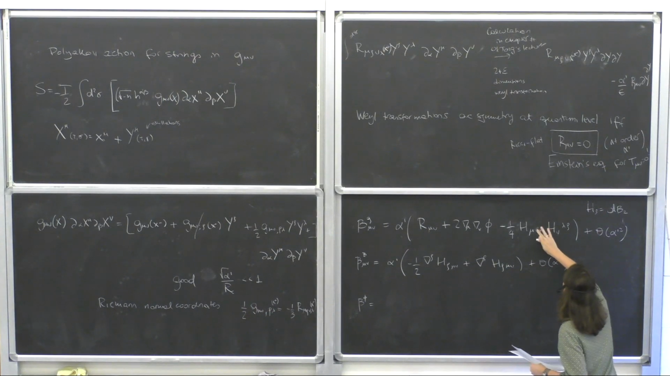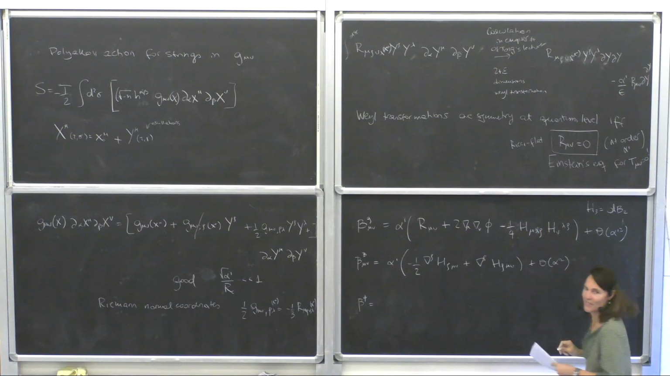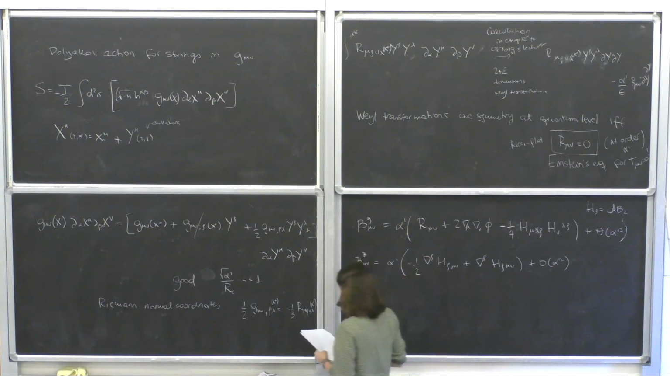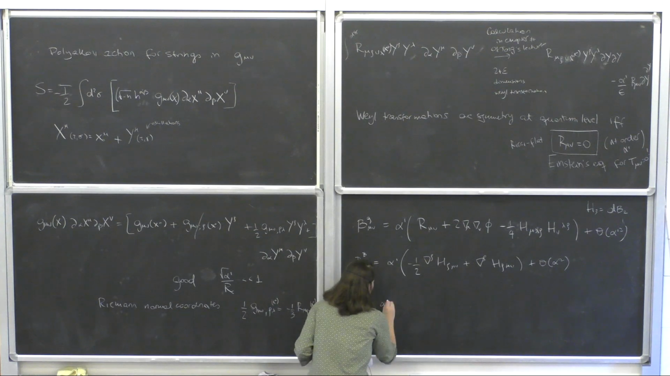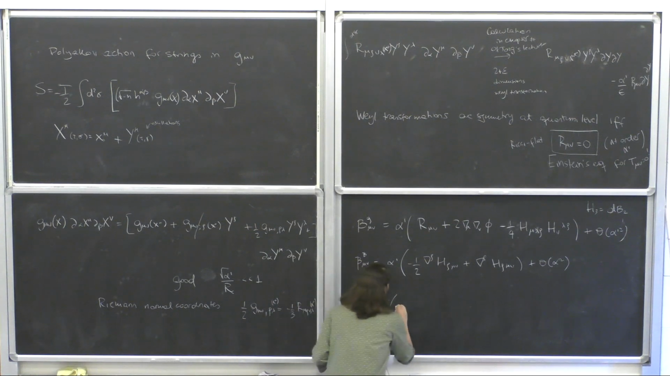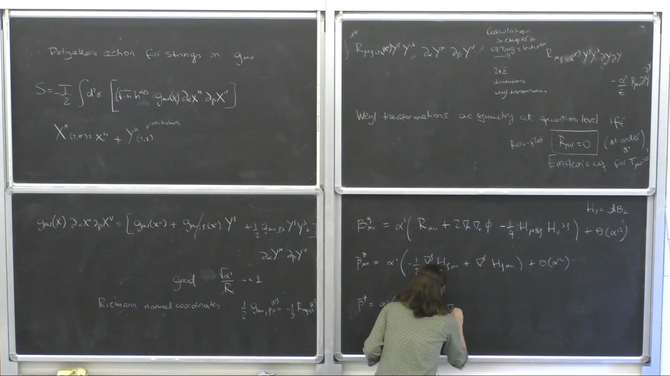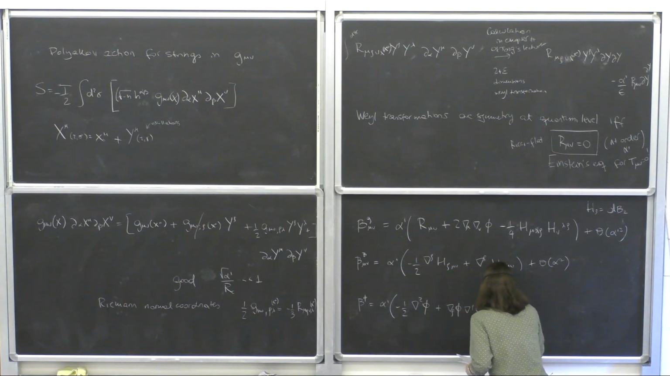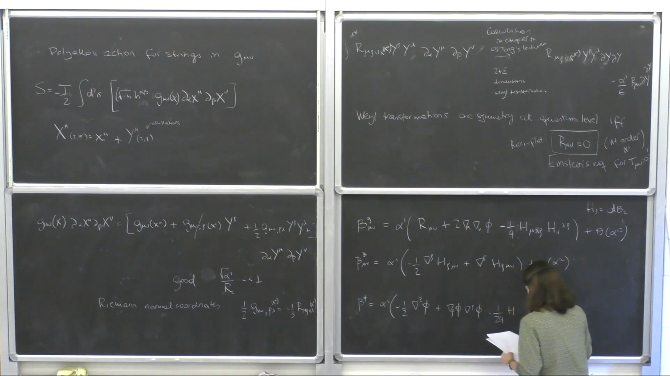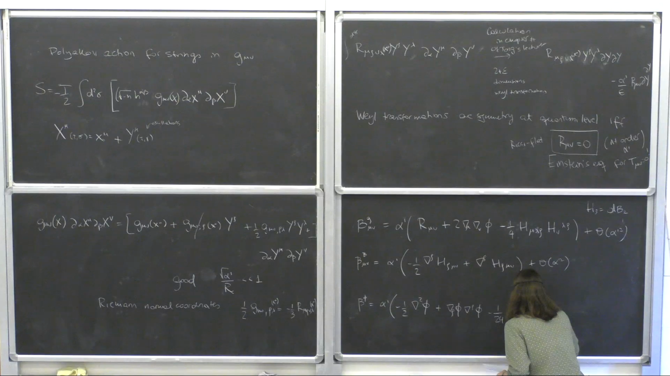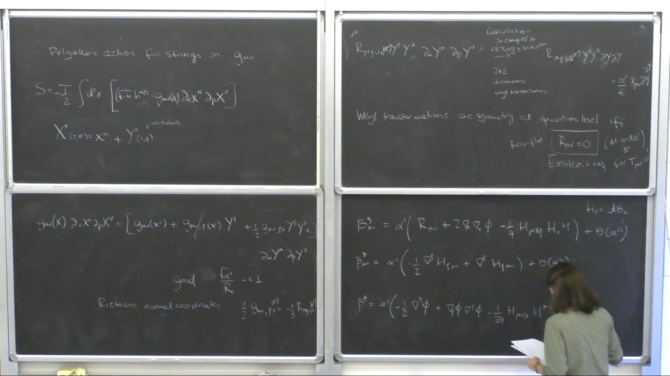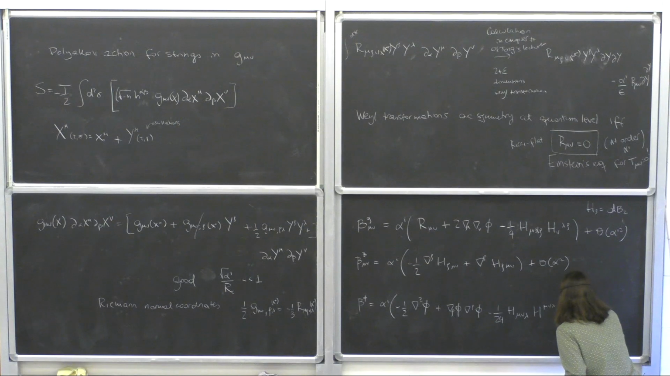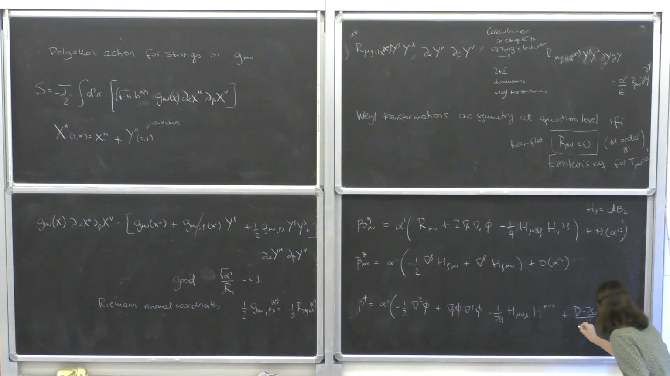Yeah, you're right. Lambda, thank you. And the beta function for the dilaton is alpha prime minus 1/2 Laplacian of the dilaton plus d rho phi minus 1 over 24 H mu nu lambda H mu nu lambda plus d minus 26 over, well, 6 alpha prime or whatever.